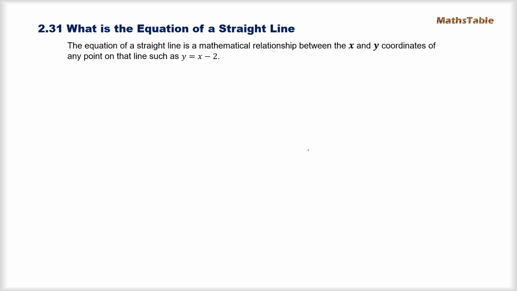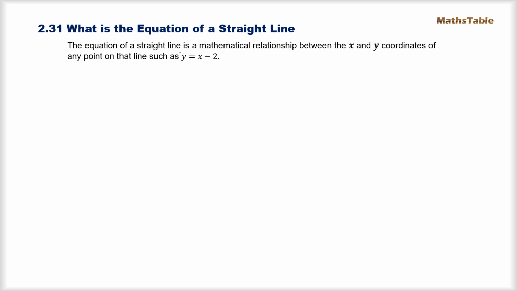Now the equation of a straight line is simply a mathematical relationship between the x and y coordinates of any point which lies on a particular line, such as for example we have one equation here, y is equal to x minus 2. The meaning of this equation is that if we substitute the value of the x coordinate of any point, such as point A, and subtract 2 from it, we'll get the y coordinate of that same point A.